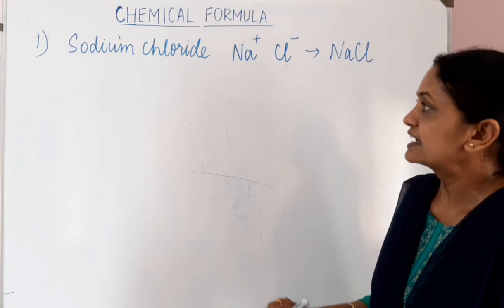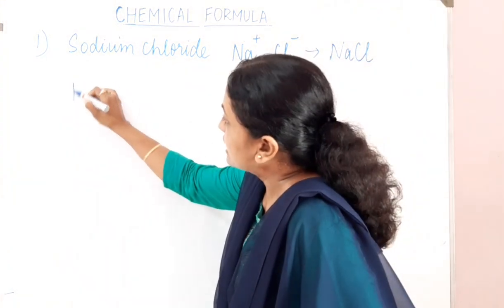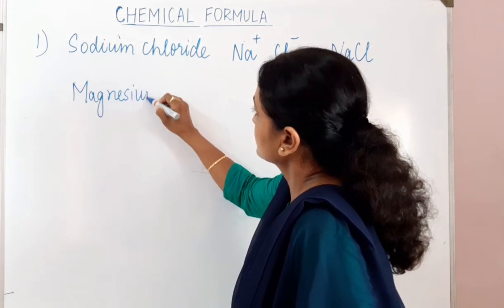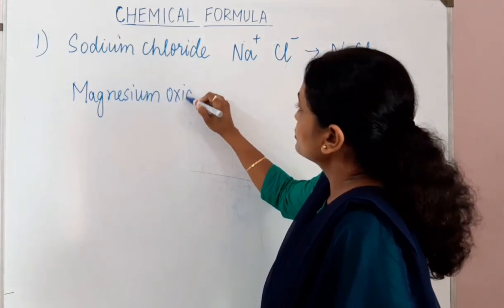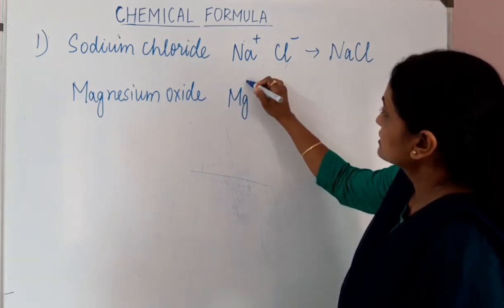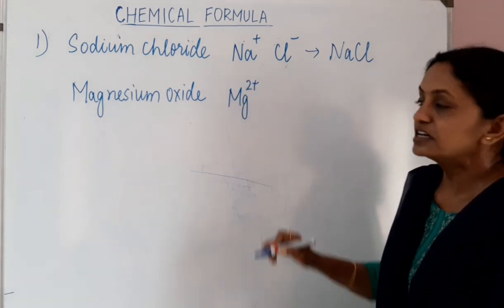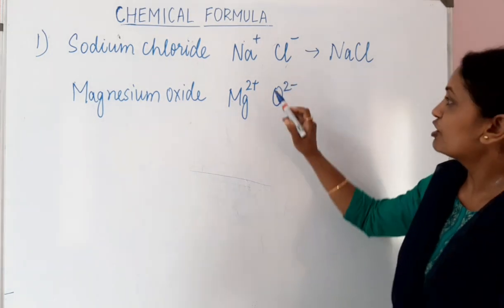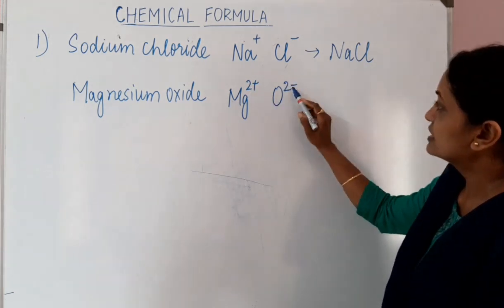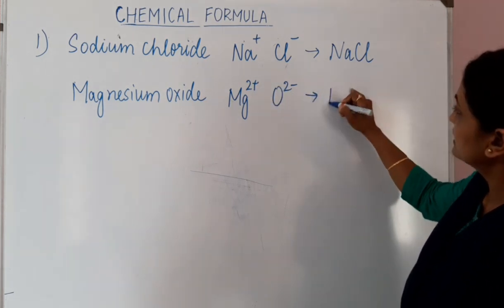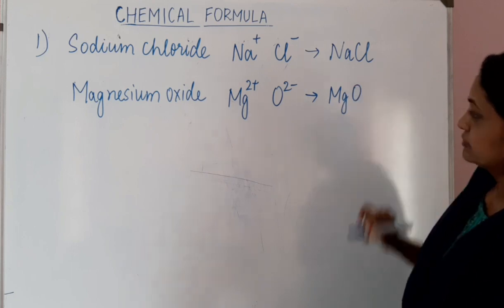Now let us take a second example of a similar type, magnesium oxide. As I told you, first write the positive and the negative radical side by side. So here Mg has 2 plus charge and O has 2 minus charge. Now again both of them have similar charge, 2 plus and 2 minus. So both will get cancelled and the formula will be MgO, right?